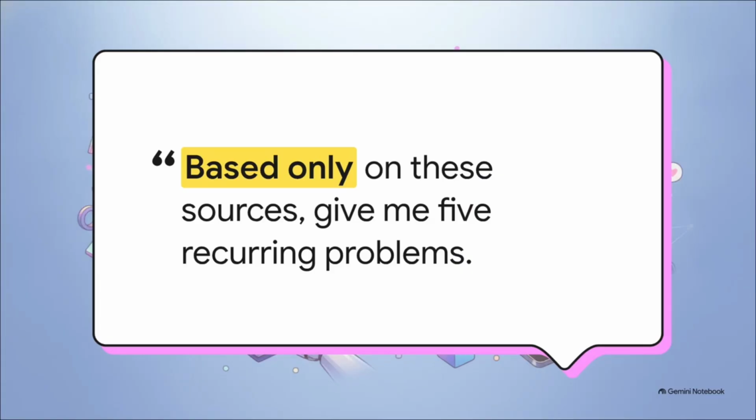Now, to get the absolute best results out of this, you really need to constrain the AI. For example, imagine you're researching freelancing. You would type something exactly like this. Based only on these sources, give me 5 recurring problems beginner freelancers face. Cite the source for every point and flag any claim that appears in only one source. Do you see what we did there?